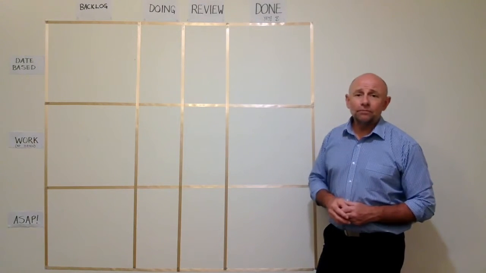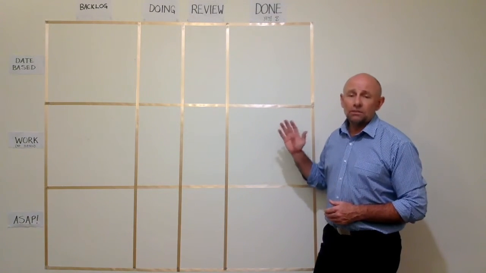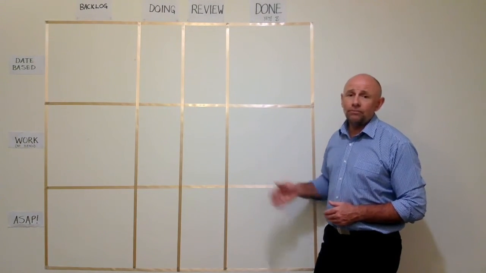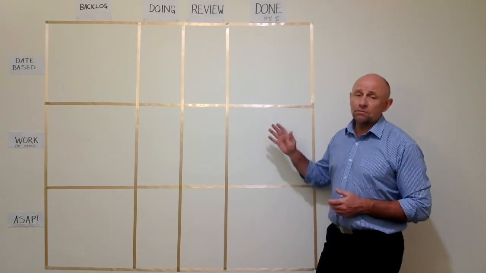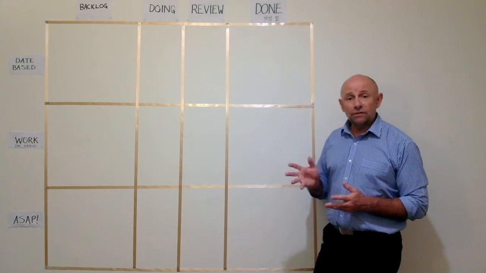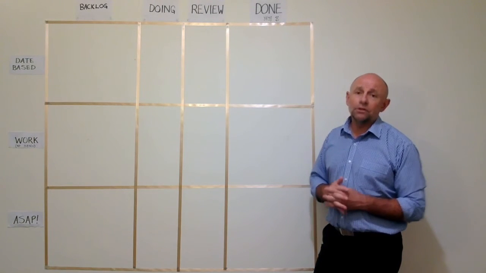Anyway, there you have it. It's a working small business example of a Kanban board. Next video, and I'll show you some of the work that I put in there. We can use different colours for different products and for different types of work.